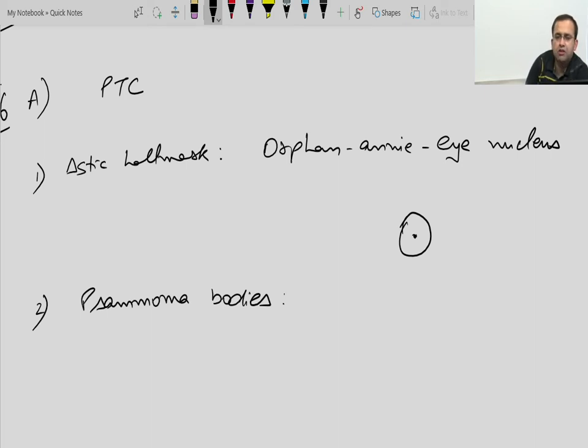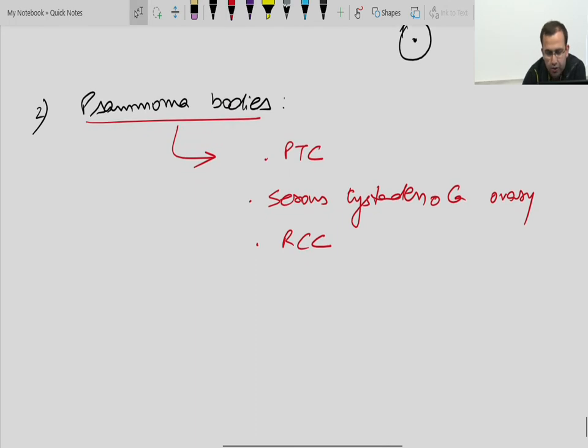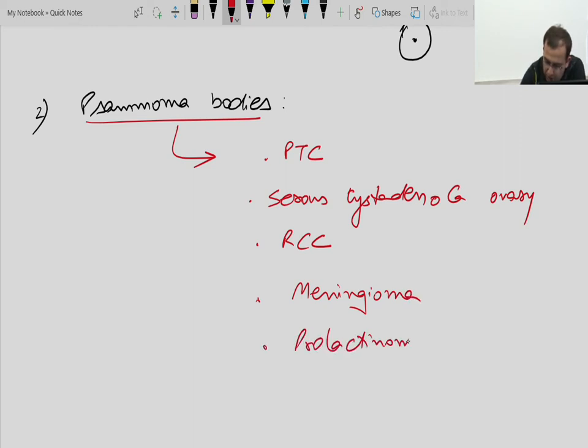Can I now safely say that psammoma bodies are diagnostic of PTC? No. Various tumors are associated with it. Let us see those. They are PTC, papillary thyroid carcinoma. Next, serous cystadenocarcinoma, ovary. Next, RCC, renal cell carcinoma. Meningiomas, prolactinomas, and mesothelioma. These are the tumors associated with the presence of psammoma bodies.